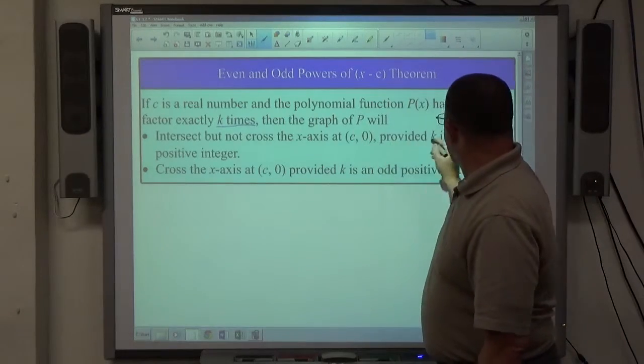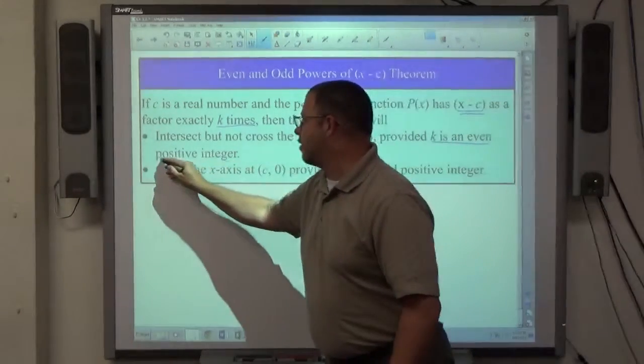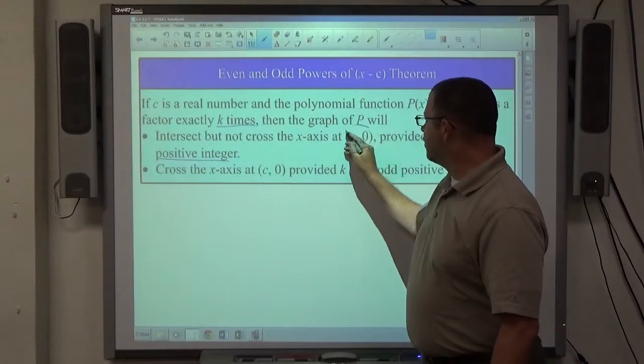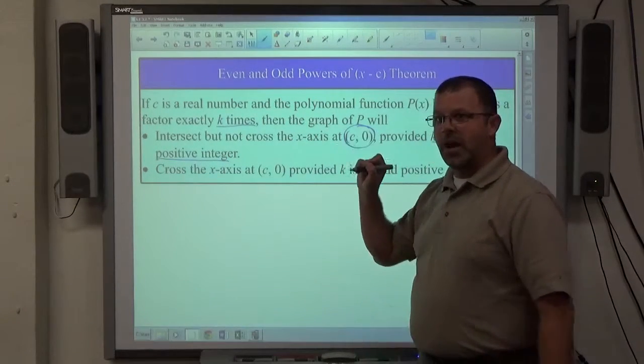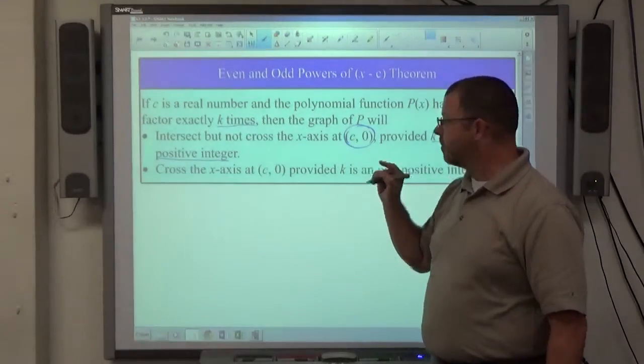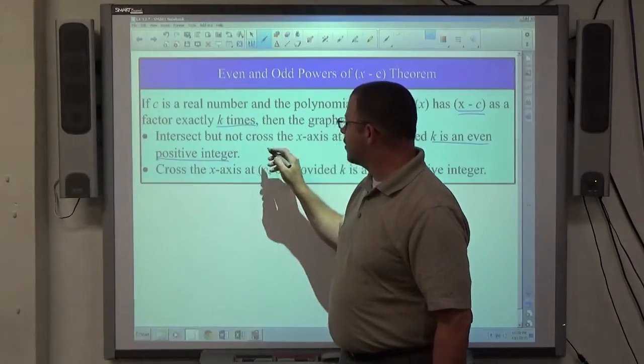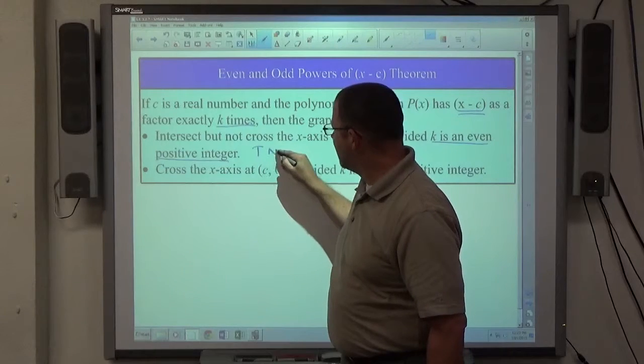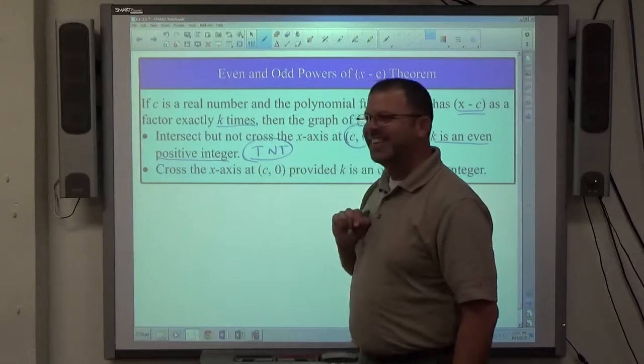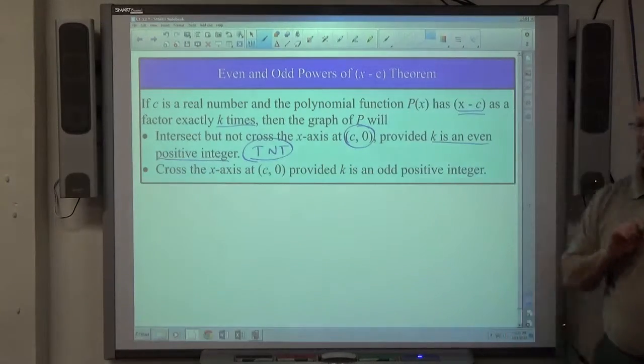So if k is an even positive integer, c comma 0 is going to be a point where the graph touches the x-axis, okay? It will intersect but not cross. I like to say touch and turn. TNT. Touch and turn. I'll know what you mean by touch and turn.